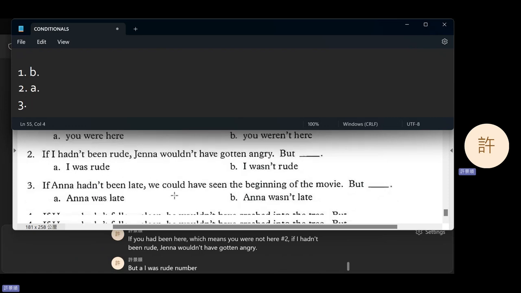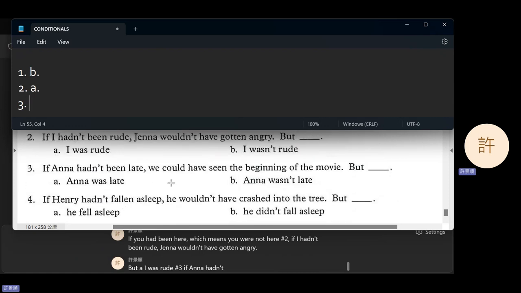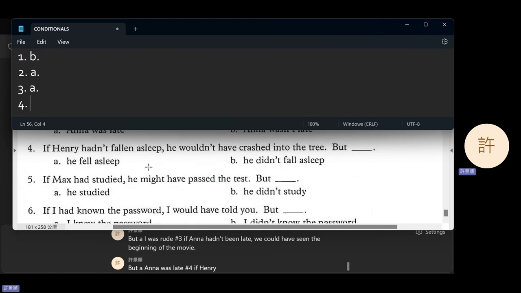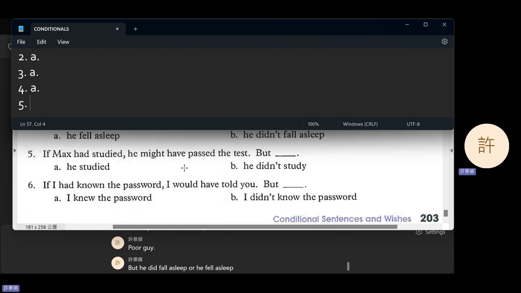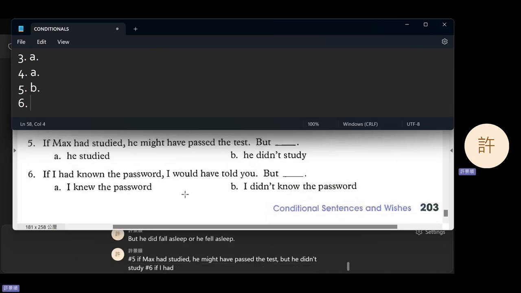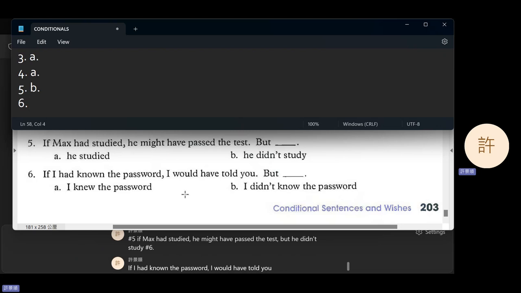Number 3, if Anna hadn't been late, we could have seen the beginning of the movie. But A, Anna was late. Number 4, if Henry hadn't fallen asleep, he wouldn't have crashed into the tree. Poor guy. But he did fall asleep. Number 5, if Max had studied, he might have passed the test, but he didn't study. Number 6, if I had known the password, I would have told you, but I didn't know the password.